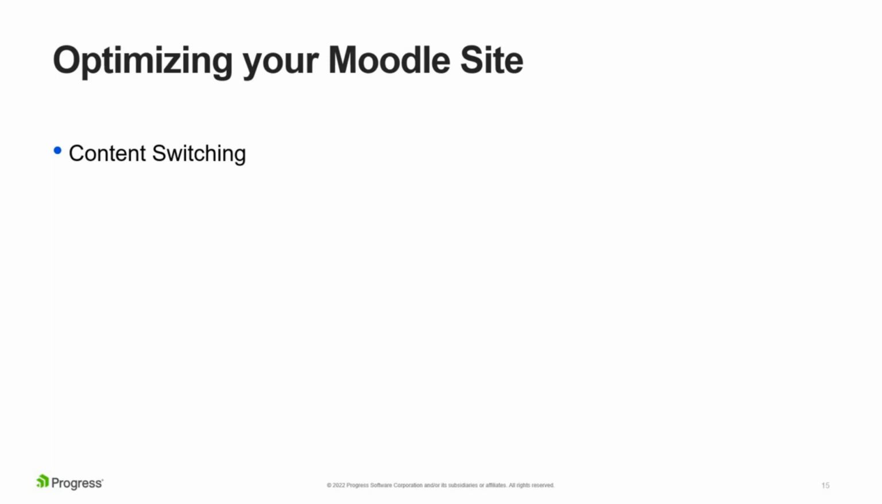LoadMaster has a number of features that can help optimize traffic delivery and provide a better experience for your users. Content switching directs traffic to specific servers based on the content of requests. An example here might be redirecting all requests for video content to Moodle cluster members that are optimized for video delivery. LoadMaster can also cache and compress content, which can reduce the load on Moodle servers for commonly requested resources such as logos and banner graphics. Content can also be compressed, reducing the bandwidth required and offering a better experience for users.